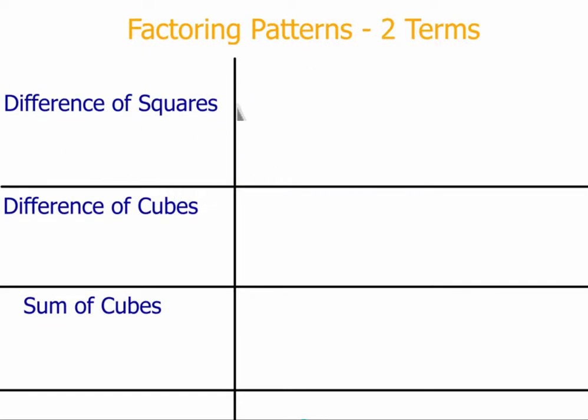Okay, so factoring patterns. For 2-term polynomials, there are 3 different patterns we're going to be looking at. The first is difference of squares. Difference of squares looks like this, a squared minus b squared. So both terms are perfect squares, and they're being subtracted. That's really important. It has to be subtraction. It can't be adding. Both of these numbers have to be perfect squares.